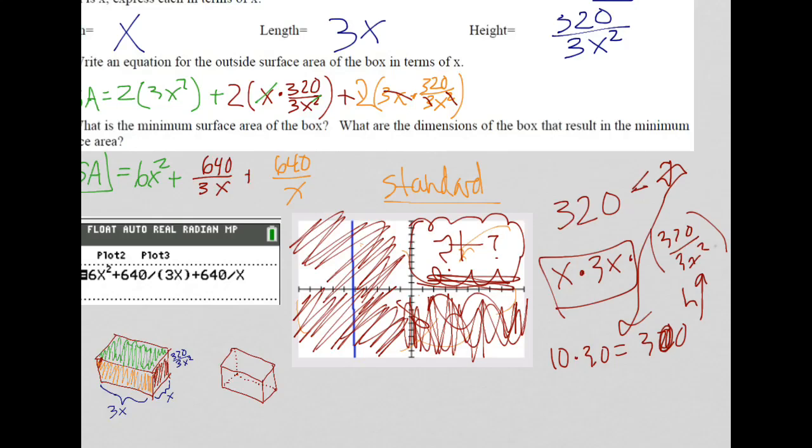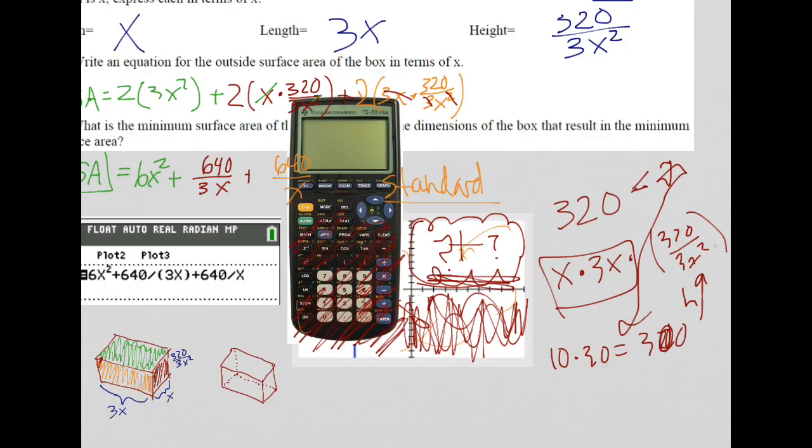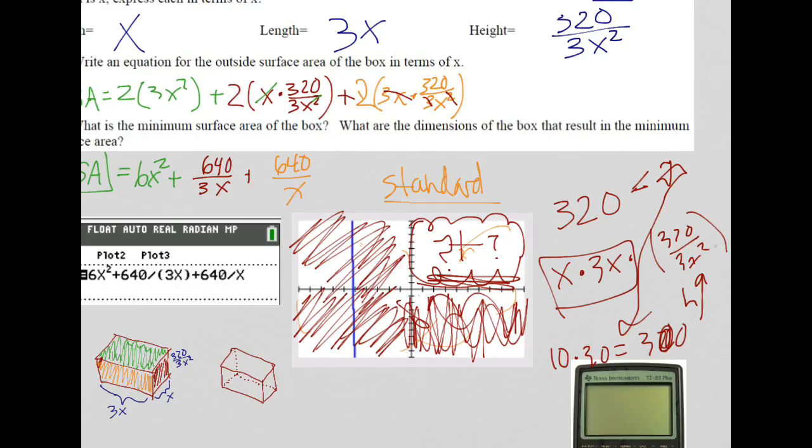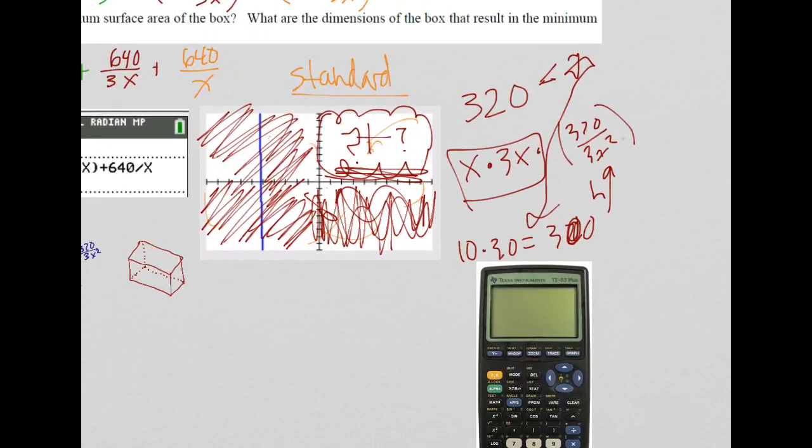Pull out your calculator. Boom, look, I got one. That was pretty cool, actually. I just popped it out of thin air. So, pull out your calculator.